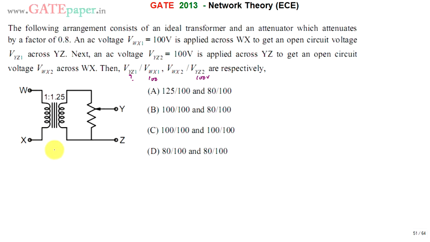First, this circuit diagram consists of two parts: an ideal transformer followed by an attenuator. An attenuator reduces the gain. The output of an attenuator is always lesser than 1. Attenuate means reducing, so whatever input you apply to the attenuator, the output will definitely be lesser than the input. So the gain for that is always less than 1.